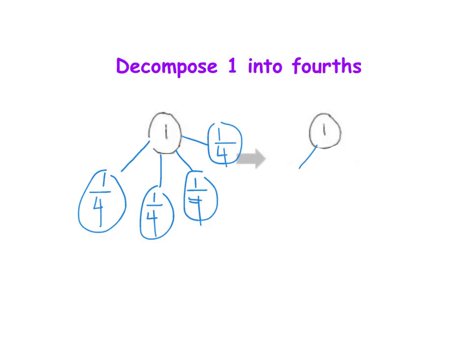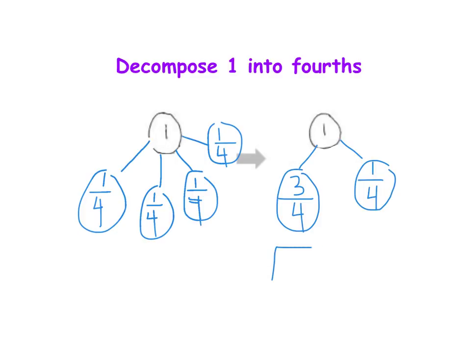So again, they want me to decompose it into 2 parts. One part should be composed of 3 copies of my unit fraction. So I need one part that has 3 of these. I know that 1/4 plus 1/4 plus 1/4, that would be 3 copies of 1/4, is 3/4. Since I have one part that's 3/4, my other part has to be 1/4.